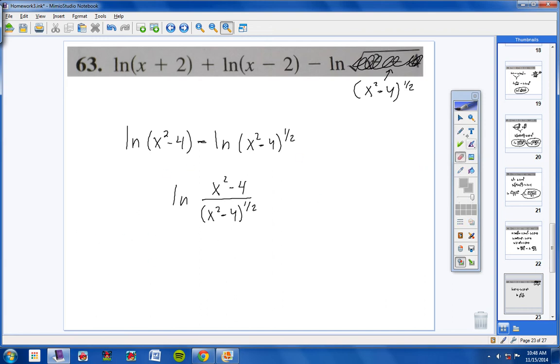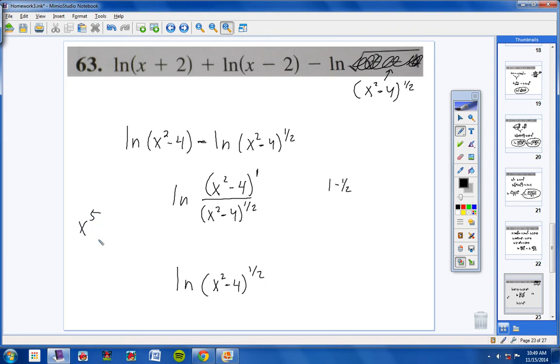Look at this. If I put this in parentheses and put it to the what power? The 1? Look what you have. You have a matching base and a matching base. The base here is x squared minus 4, and the base here is x squared minus 4. So write your base once, and then subtract your exponents. 1 minus 1 half will give you 1 half. There. That's the same thing we did over here, guys.